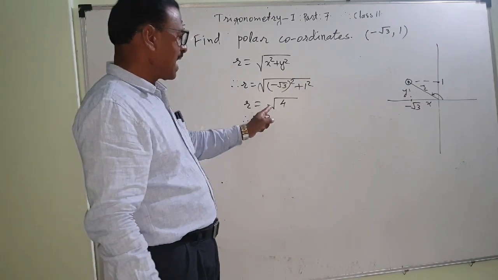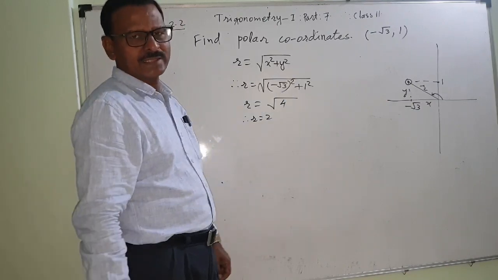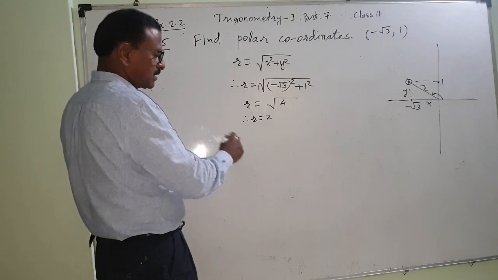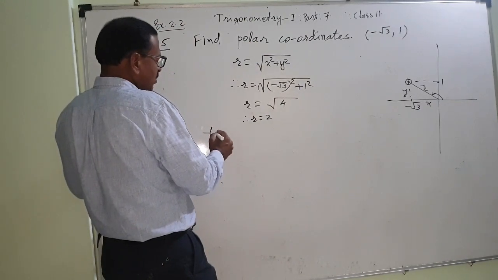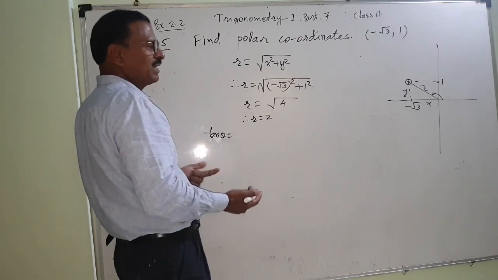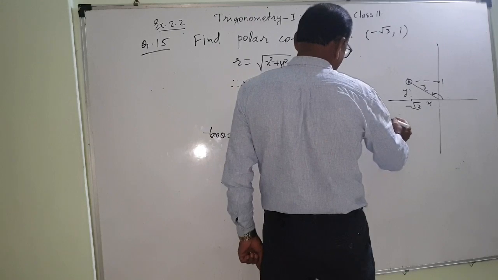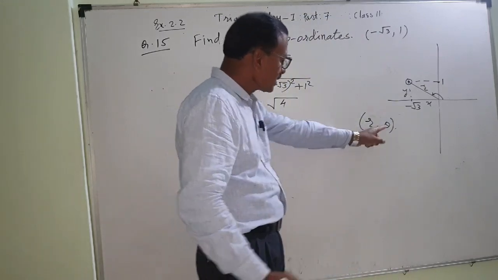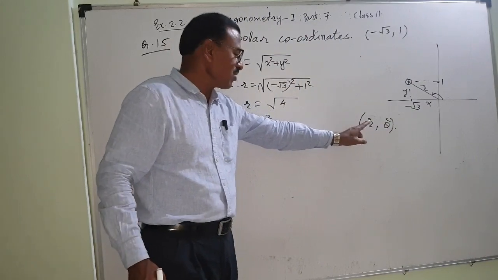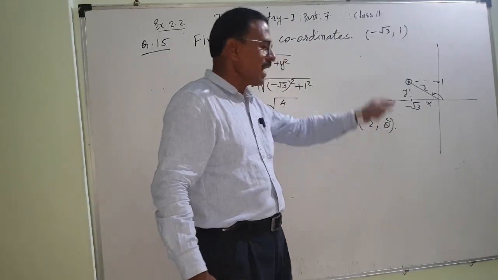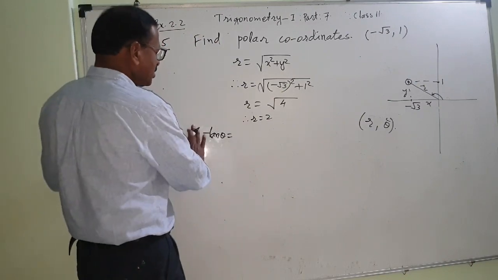They never take R equal to plus or minus 2. Why? Because it's the length of the radius. Okay, don't forget this. Here you will make a mistake. So tan theta is equal to what? We have to find theta. How do we write polar coordinates? R comma theta, and this theta is always in radians. First r and then the angle. But r is known, theta is not known.